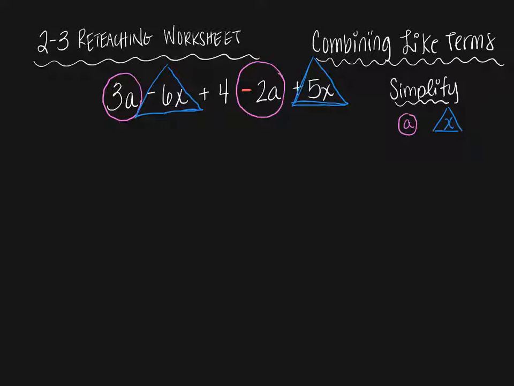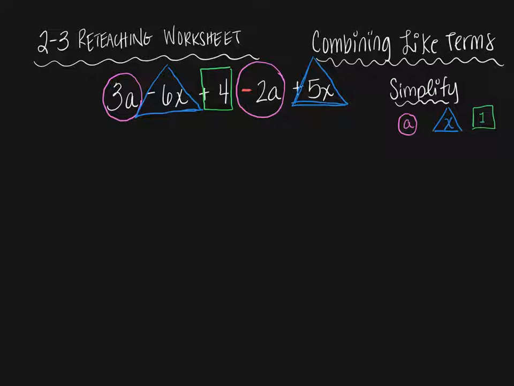But now I have this 4. I'm going to draw a rectangle now. And I'm going to put all of my numbers, my 1s, my 2s, my 4s, anything that does not have a variable, I'm going to put in a rectangle. And I want to make sure that if possible, I include this sign. So I know that it's a positive 4.